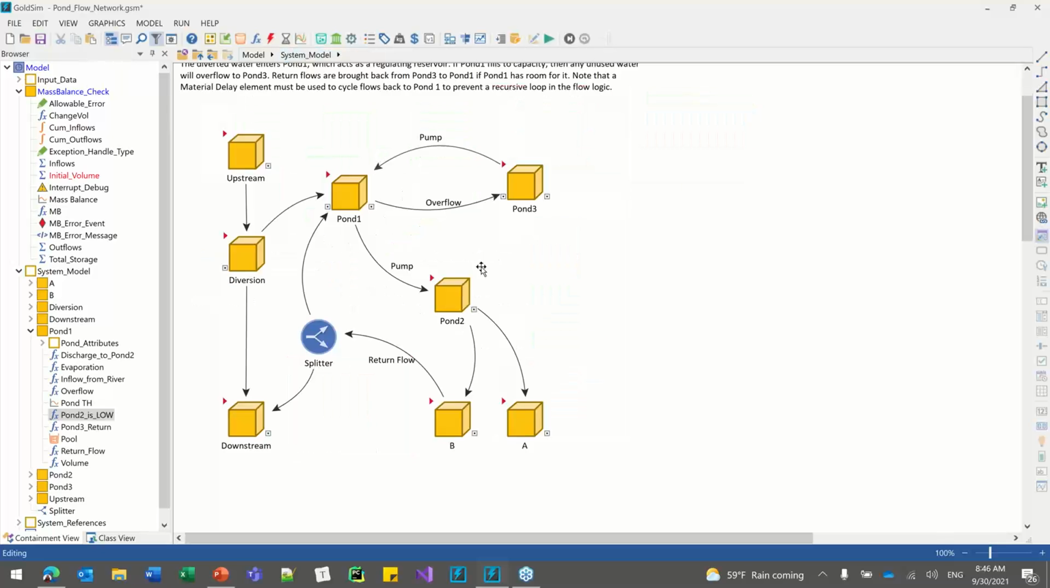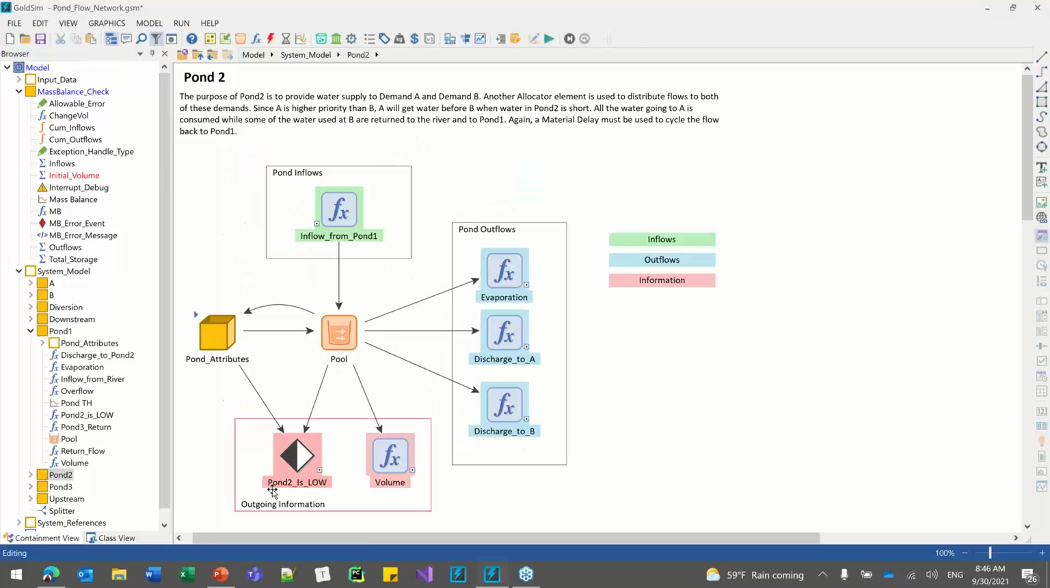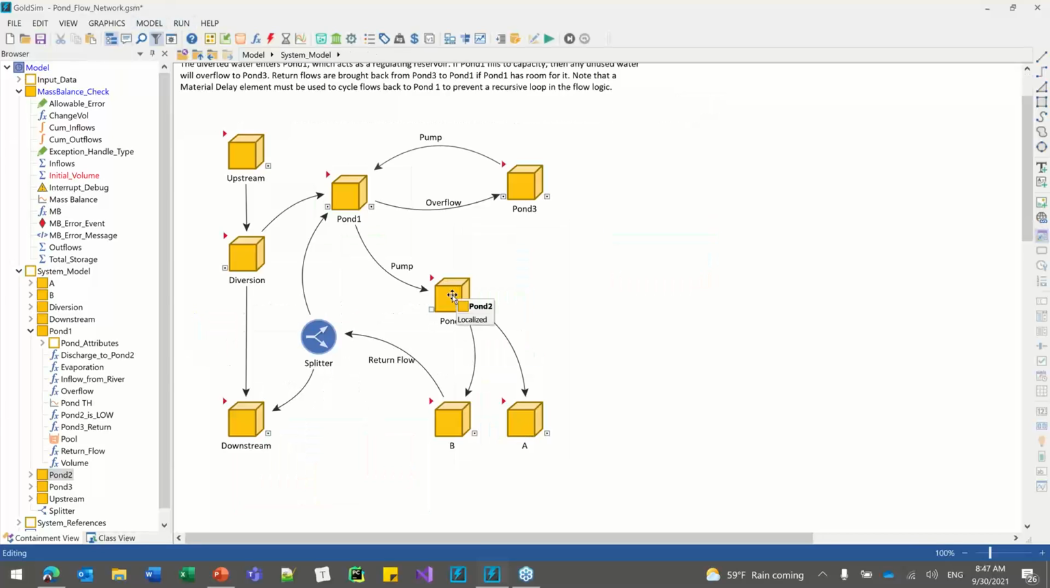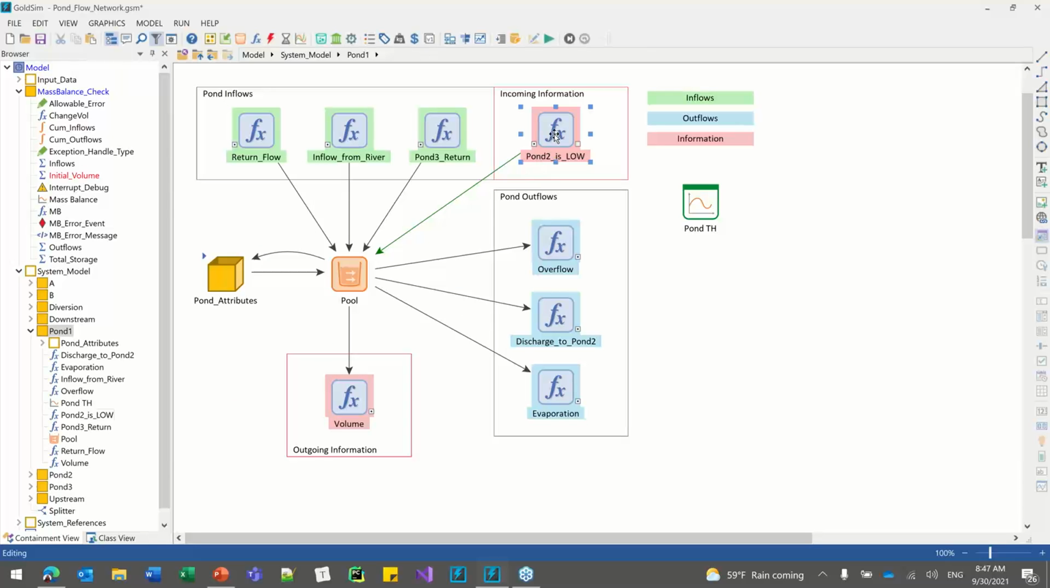So if I go back up one level and I go into pond 2, you'll see that there's this output called pond 2 is low. It's just a status element that, once the water level drops below a certain target, becomes true and says, hey, we're low. We need more water, right? I could just refer directly to that output over there and bring it into this pond 1. So let me go ahead and do that.